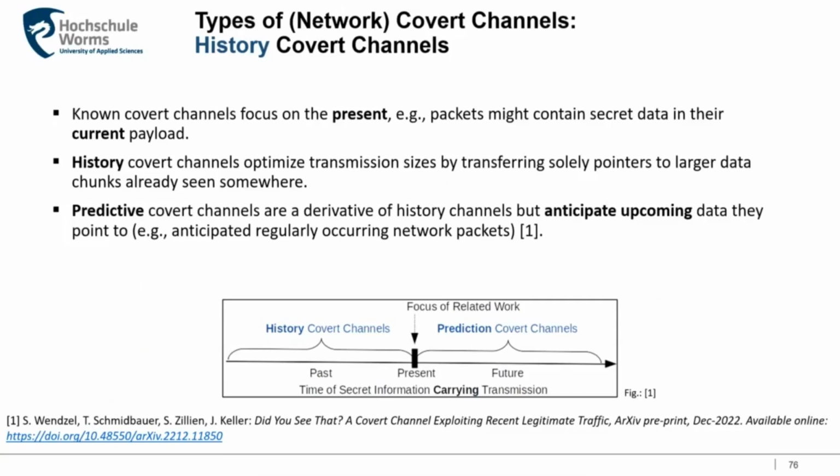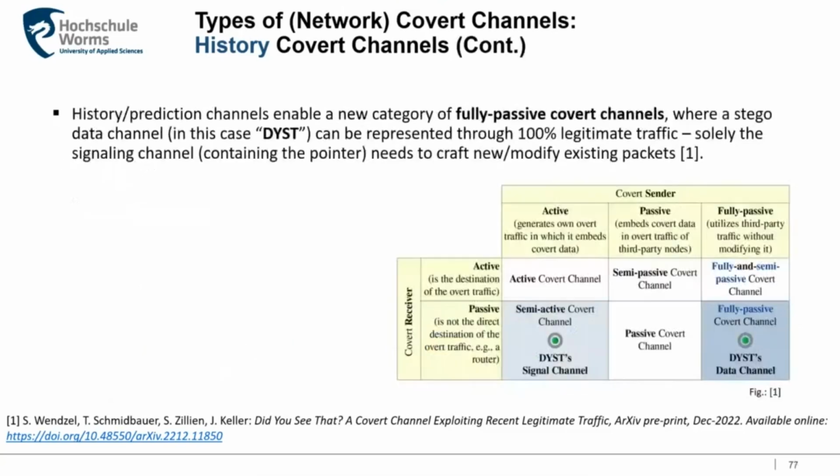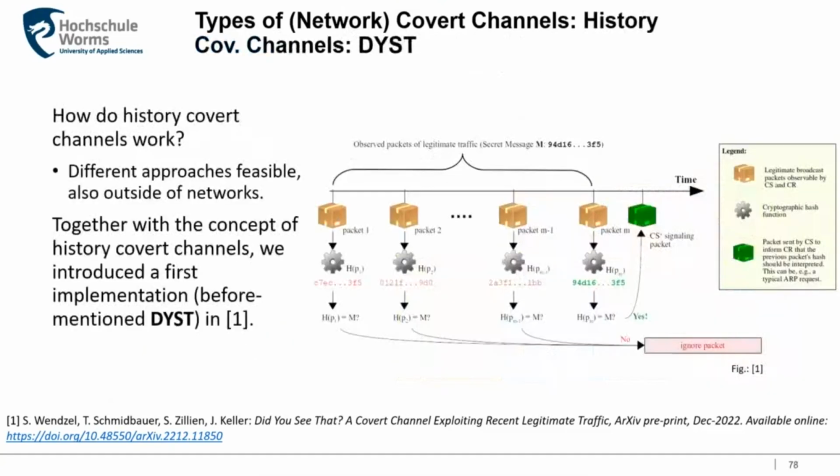And this paper is still under review, but the preprint is online. Unfortunately, it got rejected after rebuttal last year at the CCS. We monitor the network traffic and we say, okay, this packet that we just saw, that somehow contains a hash or something that matches our secret message. And the idea is to send only very few pointers to traffic that matches.